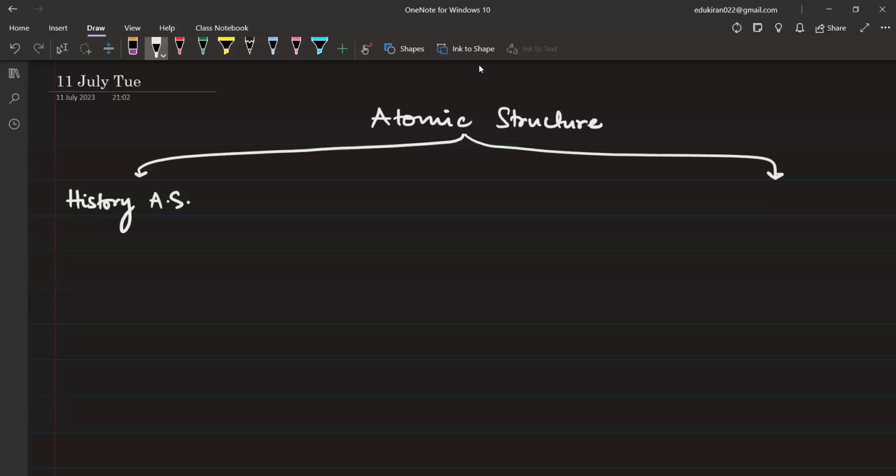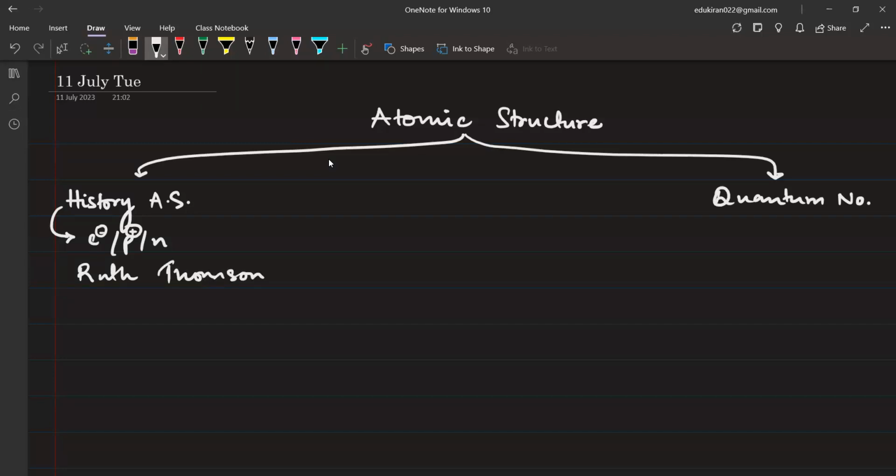Yes, sir, the other part is quantum numbers. Okay. So in the history of atomic structure, we have seen a few things. One of them was the discovery of electrons, protons, and neutrons. During that discovery, we also discussed the models. We have discussed two models till now, the Rutherford model and the Thomson model.